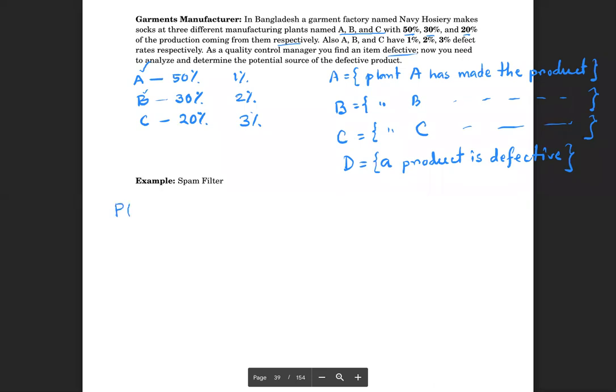So the problem boils down to this. What is the probability that plant A has made the product, given that the product is defective? Because we already know that it is defective, because the manager found the product and it is defective. And similarly, what is the probability that plant B has made the product, given that it is defective? And also, what is the probability that plant C has made the product, given that it is defective?